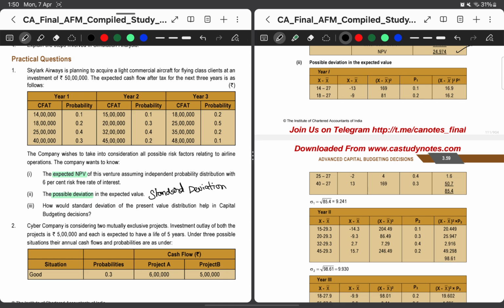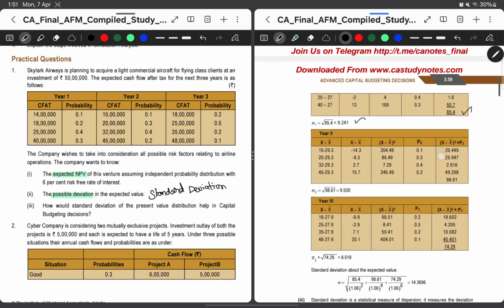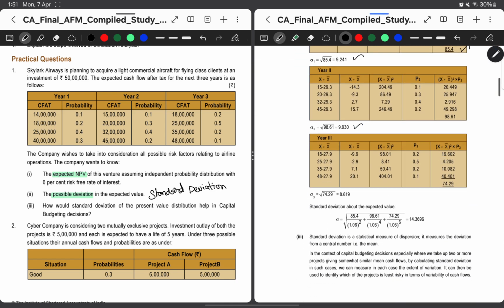So going with yearly deviations, since we have cash flows, then probability. First we'll check the expected cash flow. For year 1 it is 27 lakhs. Reducing that, we'll get the difference between the cash flow and the expected cash flow, then squaring it up and then multiplying with the probability. The sum of all these likely possibilities will give the variance. Then the root of the variance will give the standard deviation. For the first year it is 9.241, for the second year it is 9.930, and for the third year it is 8.619.